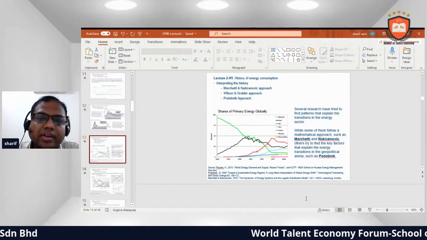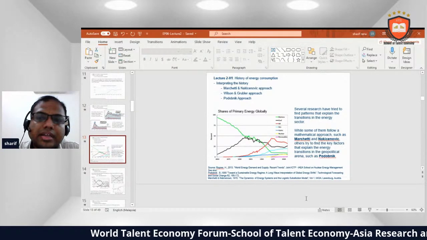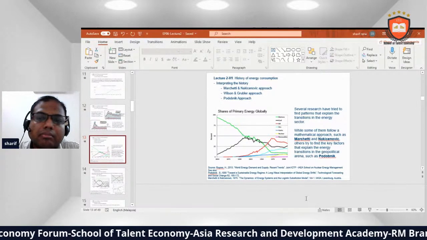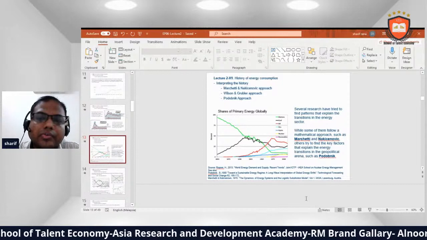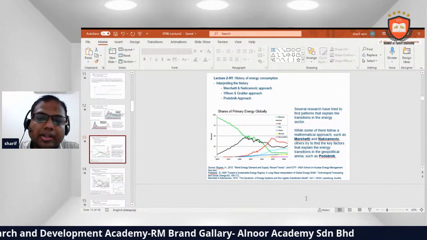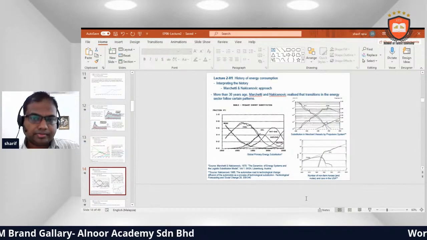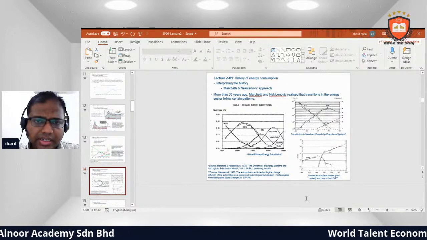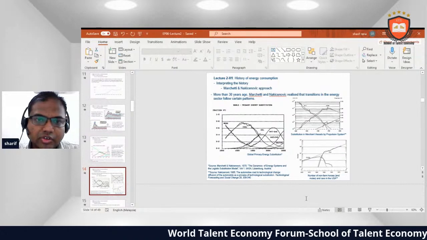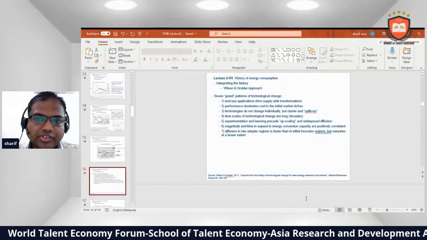Several researchers have found patterns that explain transitions in the energy sector. Some of them follow a mathematical approach, such as Marchetti and Nakicenovic. Others try to find the key factors that explain the energy transitions in the geopolitical arena, such as Podobnik. More than 30 years ago, Marchetti and Nakicenovic realized that transitions in the energy sector follow a certain pattern. The transitions in the energy system follow a logistic pattern.